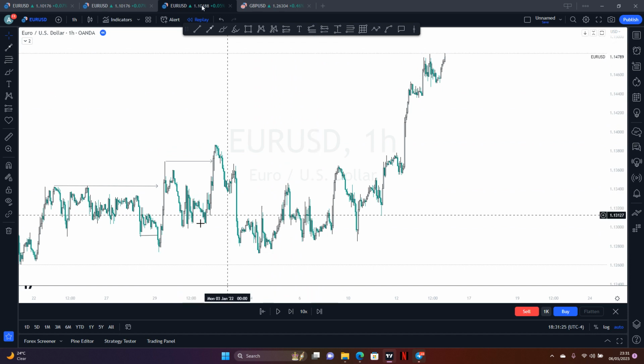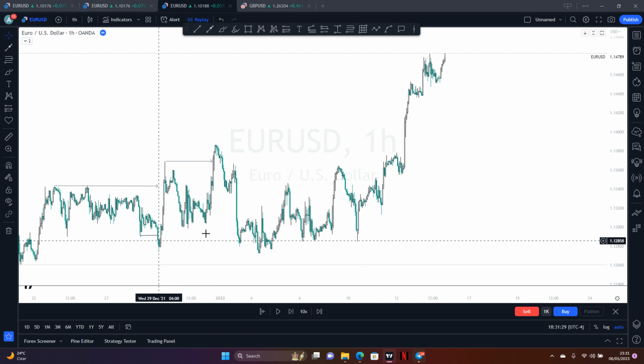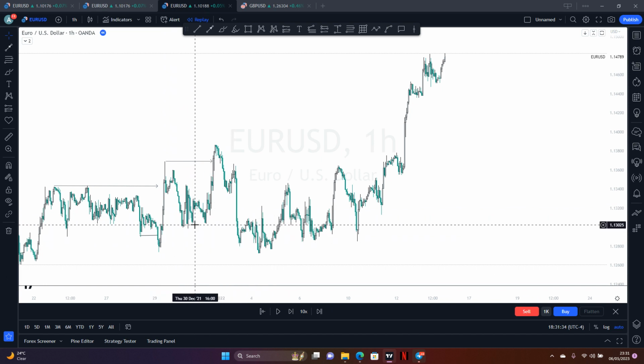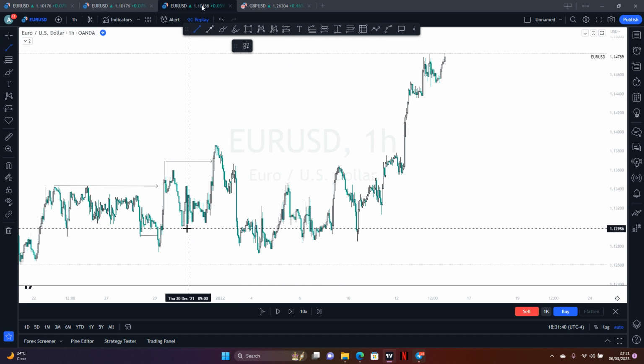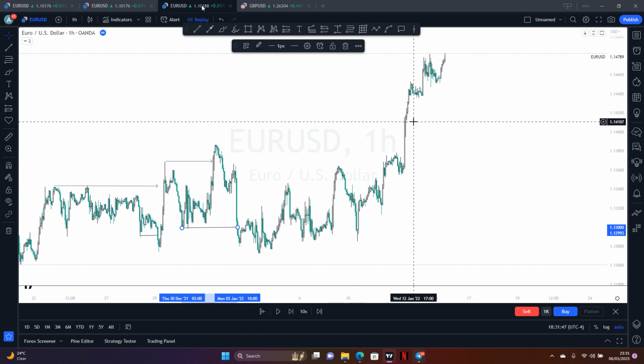Very simple. There was no liquidity grab. This low didn't grab any liquidity. There was no manipulation. So this low itself became liquidity and then price came back to grab it. It's just very simple, guys. Price then came back to grab it and then produced the next break of structure.